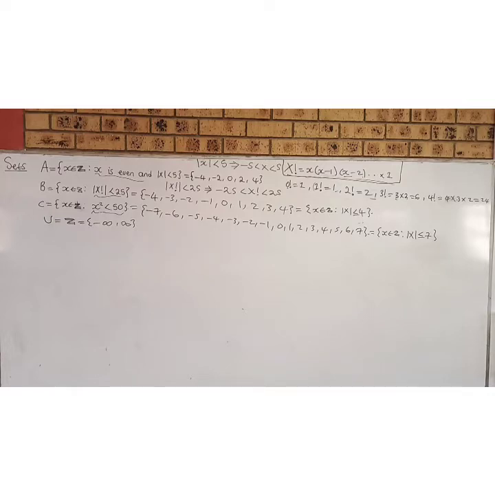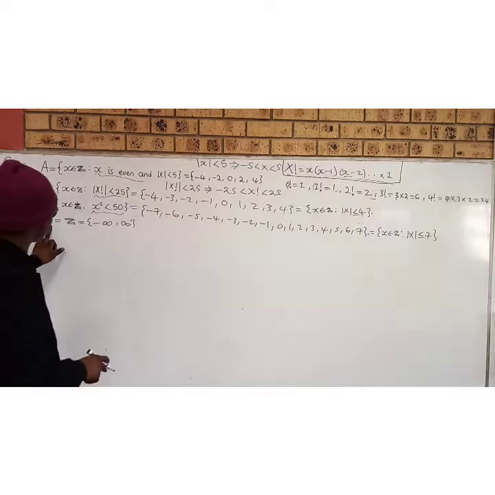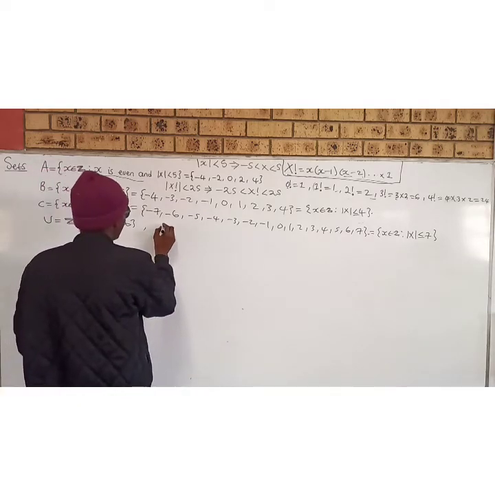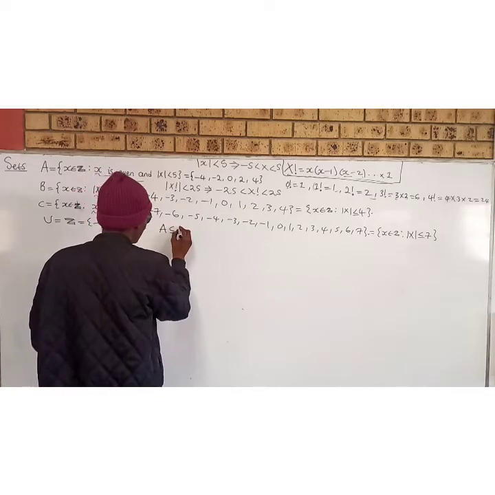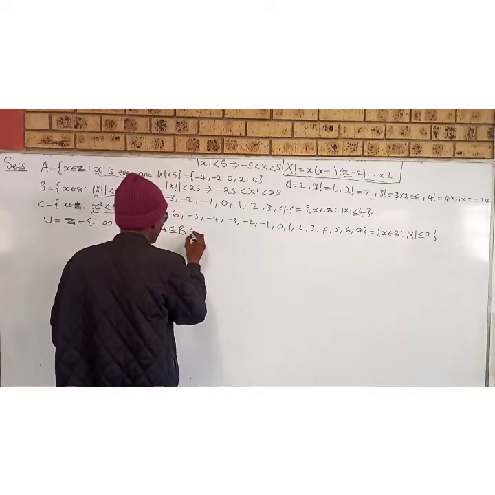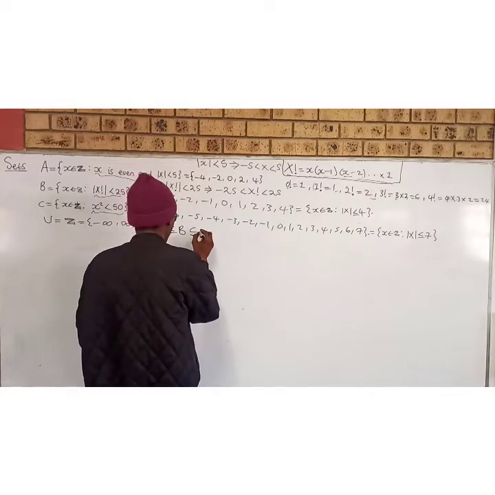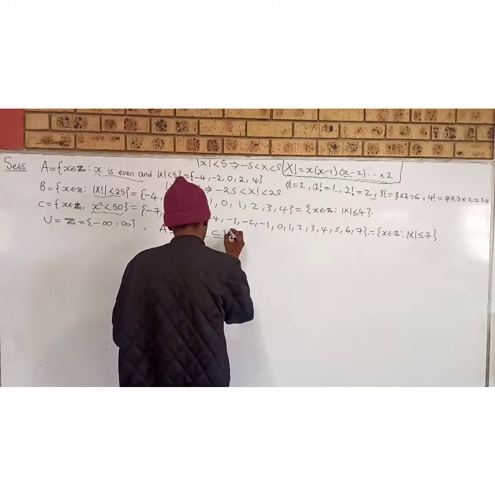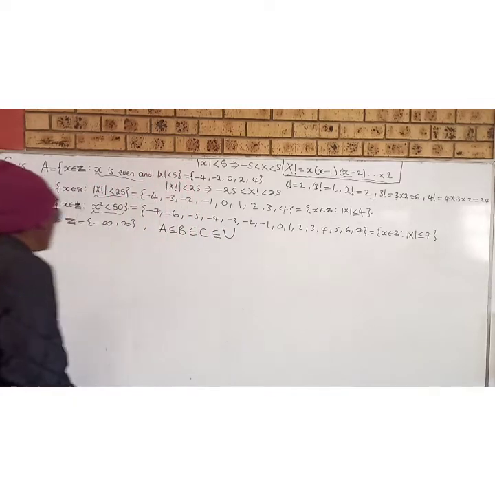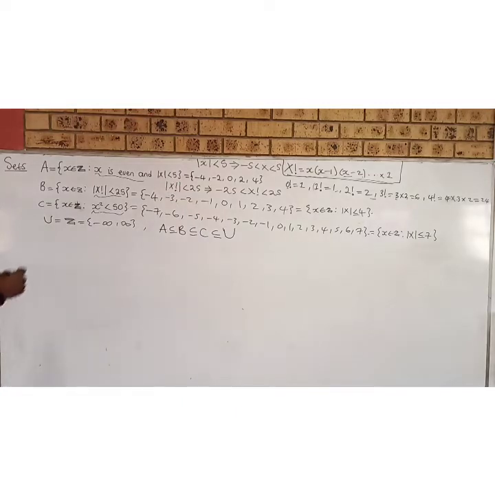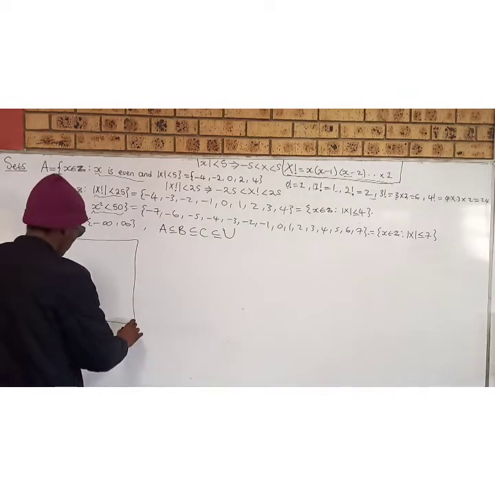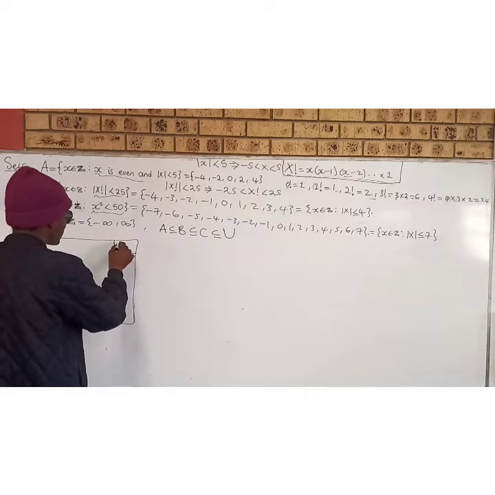if you look in here, what I see is that A is a subset of B, and B is a subset of C, and C is a subset of the universal set. So let me draw what I'm talking about. This is your universal set, so it's the set of integers.